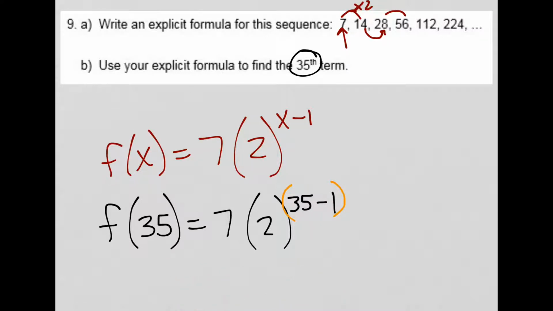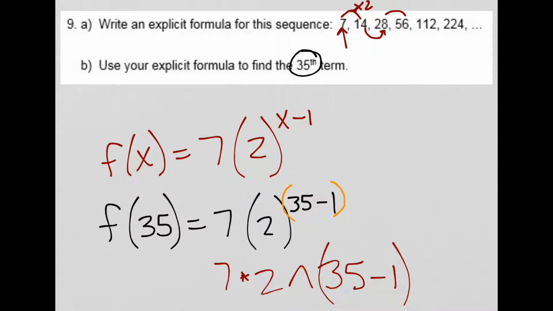So, first of all, just use your brain. 35 minus 1 is 34. If you want to type in 7 times 2 to the 34th power, there you go, you won't have any problems. But if you don't want to subtract 1 in your head, then you had better put that in parentheses and type it in exactly like that. Otherwise, you're going to get the wrong answer.